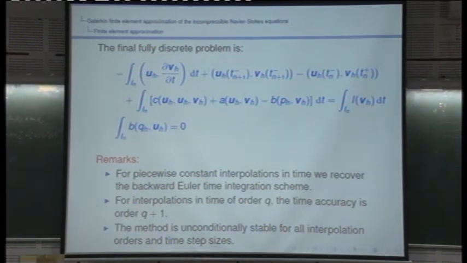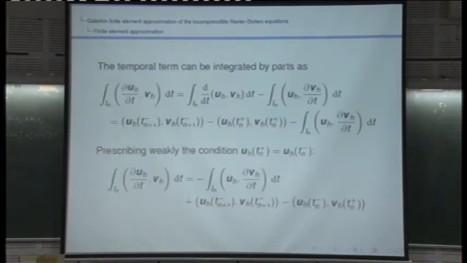So first remark. We have obtained that from integration by parts of this temporal derivative. And why have we integrated by parts? We have integrated by parts because that makes that term appear, and we can prescribe weakly the continuity from one time slab to the other. That's why we have integrated by parts.